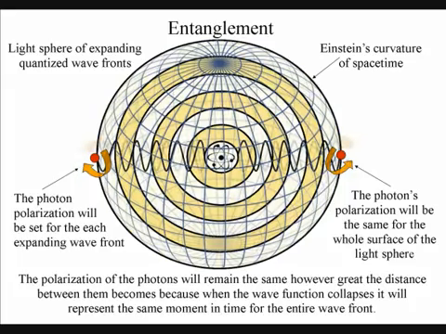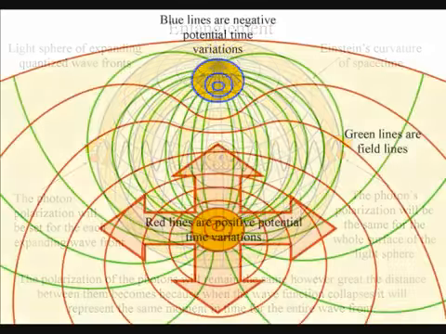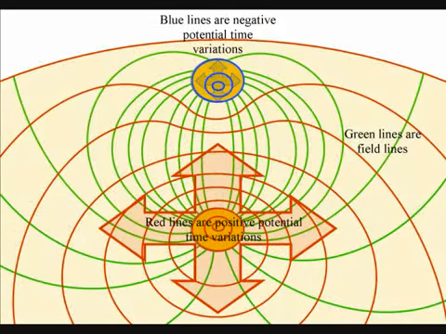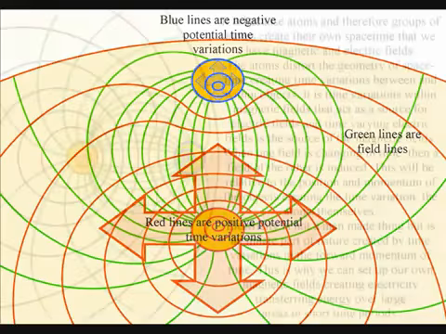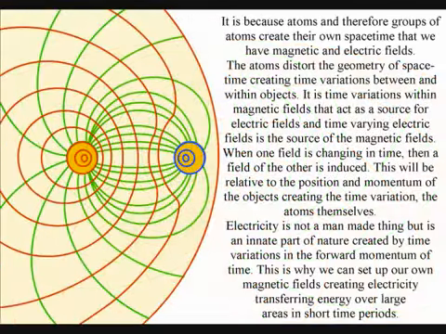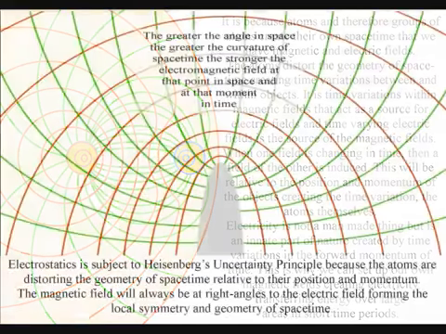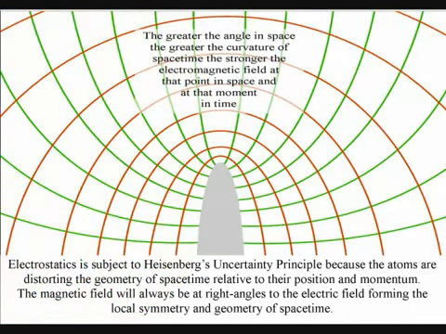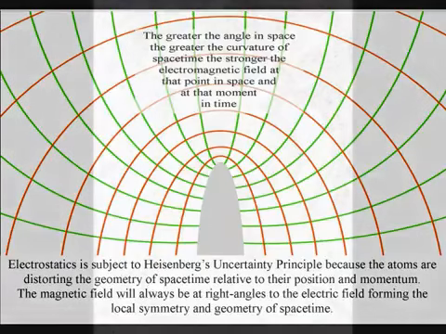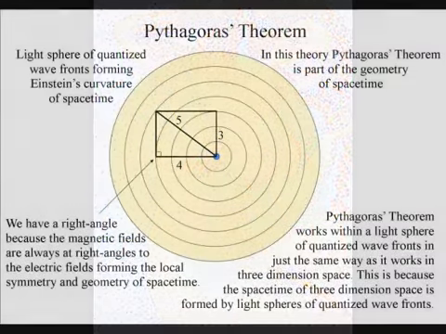In this theory it is because the atoms can distort the geometry of space-time that we have electromagnetic fields. It is time variations within magnetic fields that act as a source for electric fields, and time-varying electric fields is the source of the magnetic fields. When one field is changing in time, then a field of the other is induced. This will be relative to the position and momentum of the objects creating the time variation, the atoms themselves.